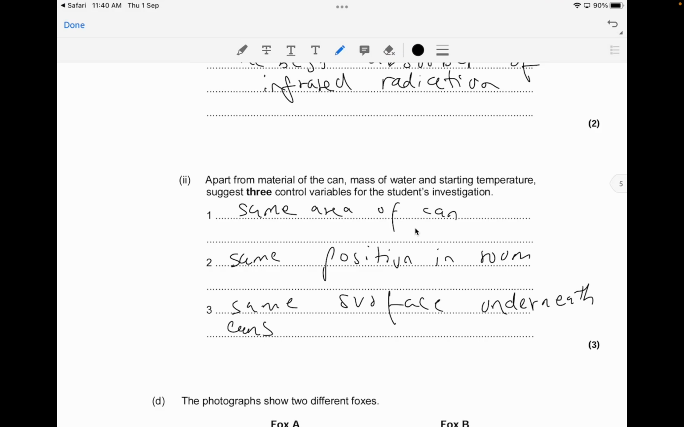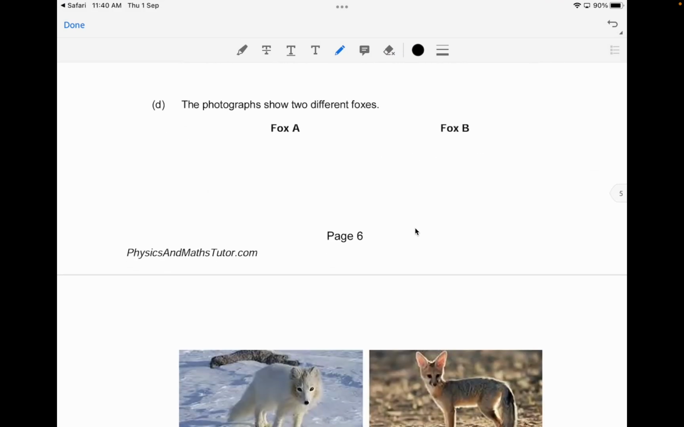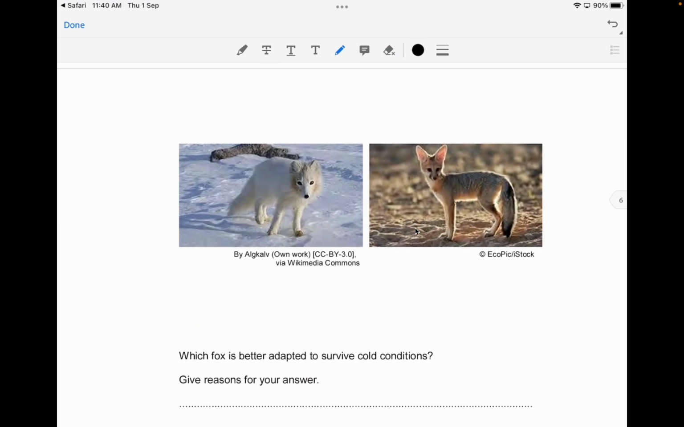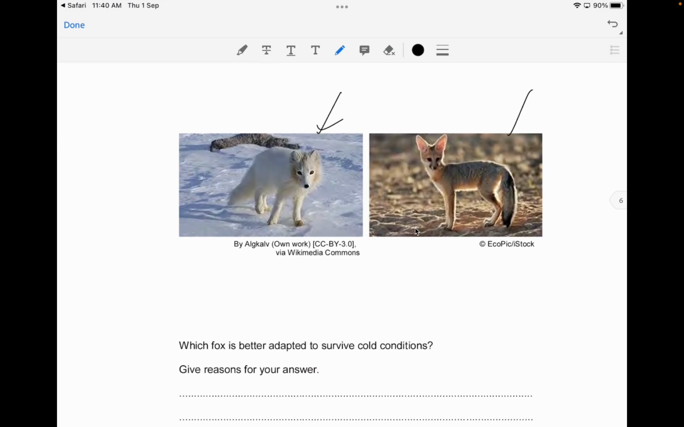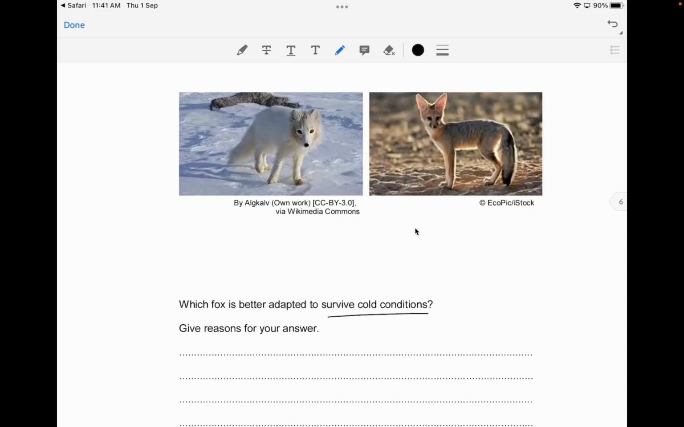Now the photograph shows 2 different foxes. You guys can see there is fox A, which is in winter, and fox B, which is in summer. Which fox is better adapted to survive in cold conditions?